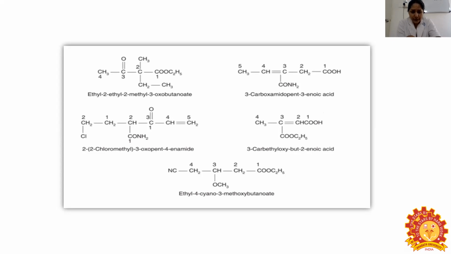So this is the example 1, 2, 3, 4. While numbering, 4-cyano, fourth position cyano, and then ethyl, this is the first position, and then 3-methoxy, 4 carbon atoms, butanoate. If C2H5 is there, it should end with -oate. Then carboxylic acid should end with -oic acid. Amide group should end with -amide.